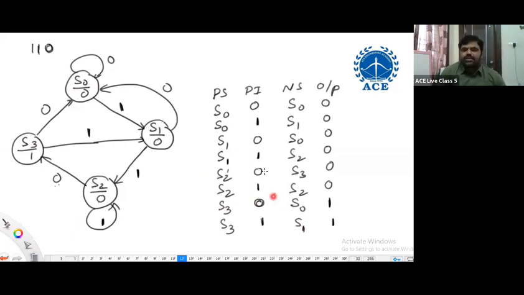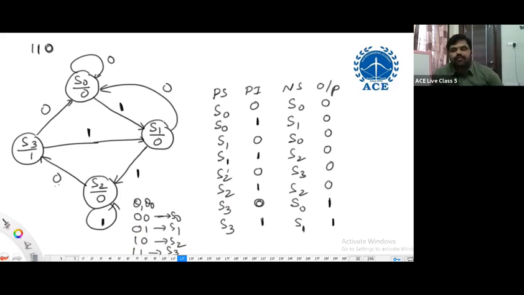Now, what is the next step? State assignment. As there are 4 states, 2 flip-flops are sufficient. Let me say Q1, Q0: 00 is assigned to S0, 01 is assigned to S1, 10 is assigned to S2, and 11 is assigned to S3. These are S0, S1, S2, S3.